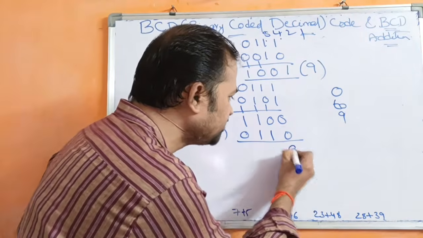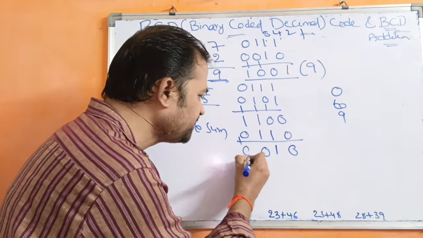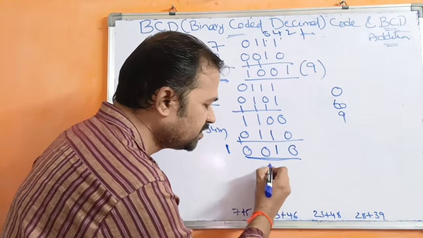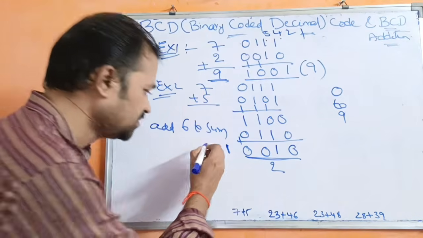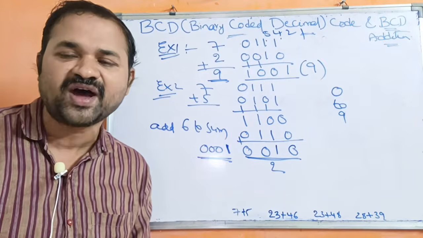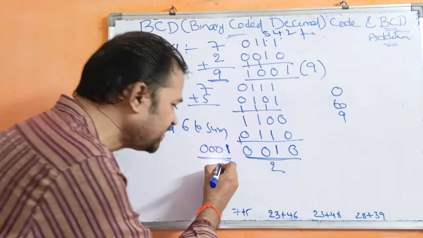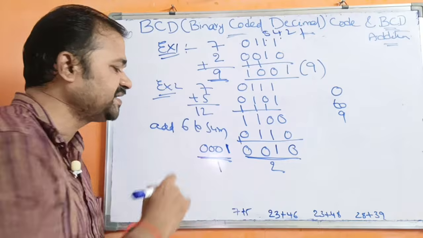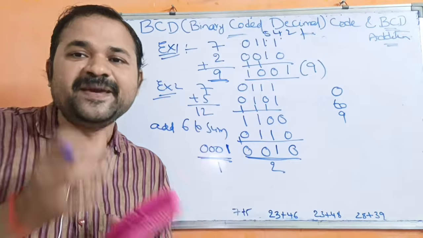So 0 plus 0 means 0. 0 plus 1 means 1. 1 plus 1 means 0 with a carry 1. Okay. So what is 0010? 2. Here we have 1. So before this 1, we can append 3 zeros, so it will become 0001. 0001 means the decimal digit 1. So this is 1, this is 2. So what is the result of 7 plus 5? 12.